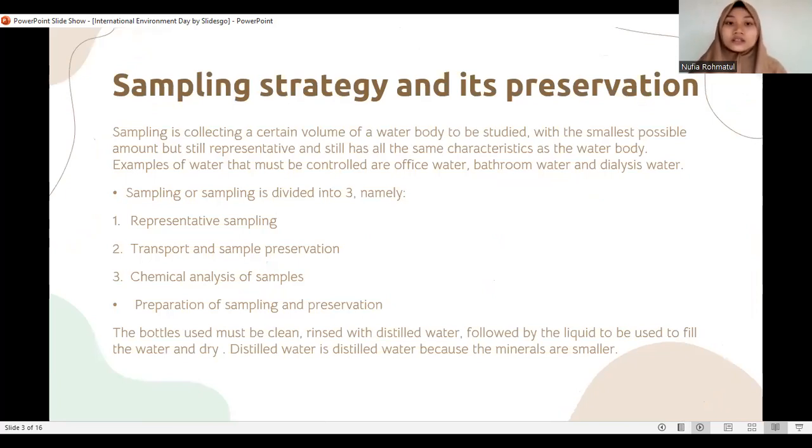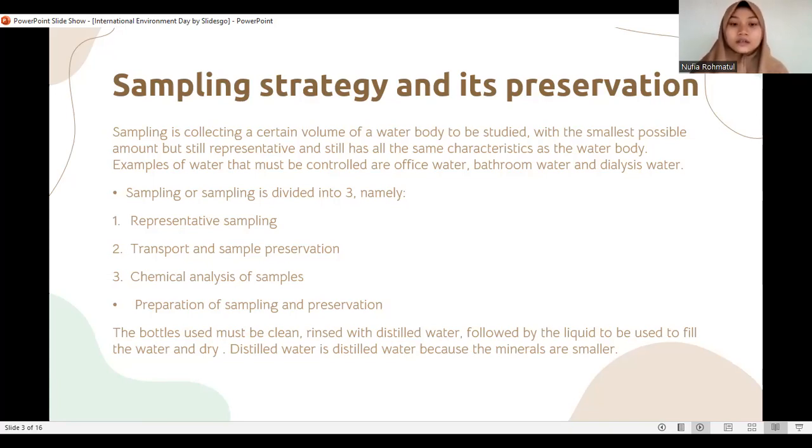Sampling is the collection of a confined volume of a water body to be studied, with the smallest possible amount but still representative and still having all the same characteristics as the water body. Examples of water that must be controlled are office water, bedroom water, and dialysis water. Sampling is divided into three: number one, representative sampling; number two, transport and sample preservation; and number three, chemical analysis of samples.